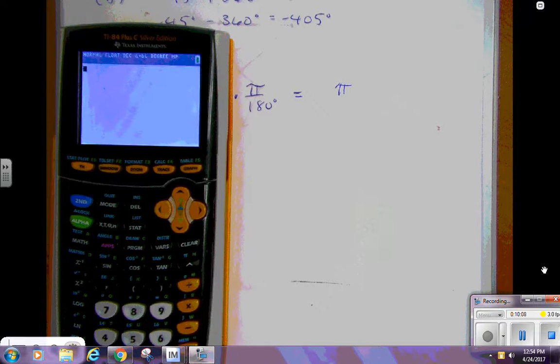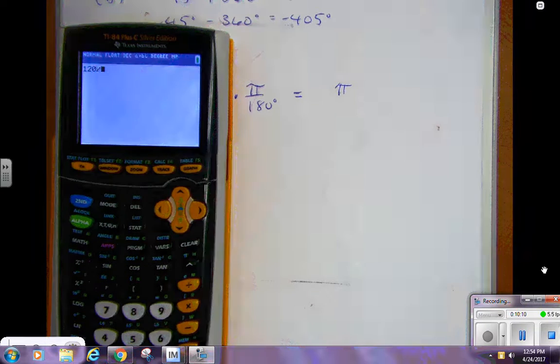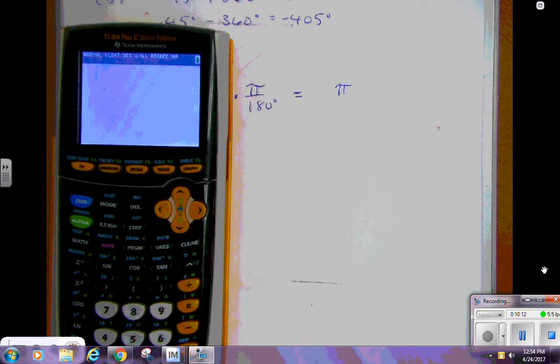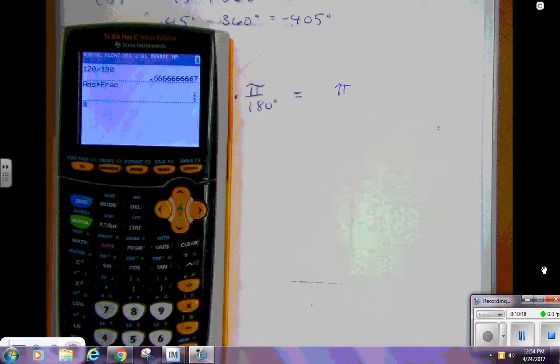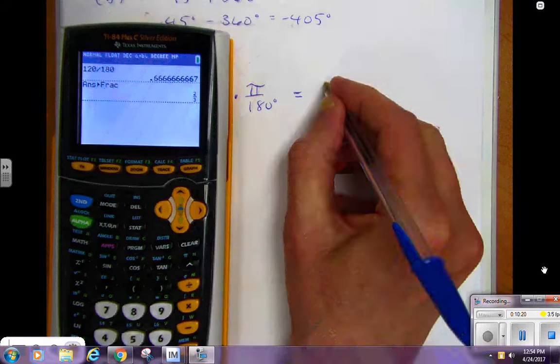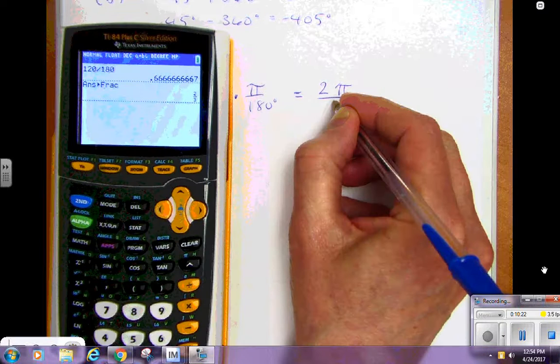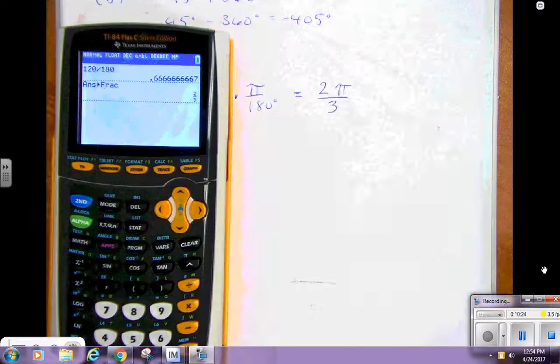So you could use your calculator. 120 divided by 180. Get your decimal value and then change it to a fraction. It's 2/3. So you'd write it as 2 pi over 3. It's 2/3 of a pi.